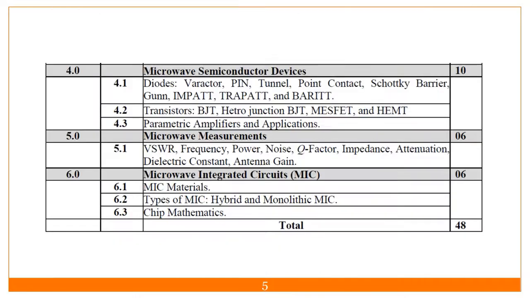Fourth module, again diodes. In the diode section, you will find varactor, PIN diode, tunnel diode, point contact, Schottky barrier diode, Gunn diode, IMPATT, TRAPATT, and BARITT. These are the diodes. In the transistors, you will find BJT, heterojunction BJT, MESFET, and HEMT. These are all related with the frequency.